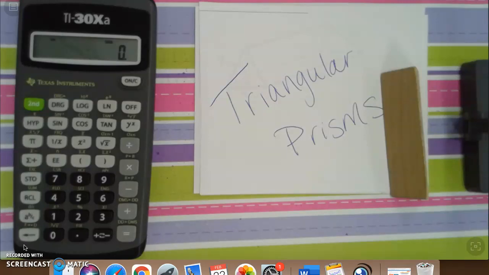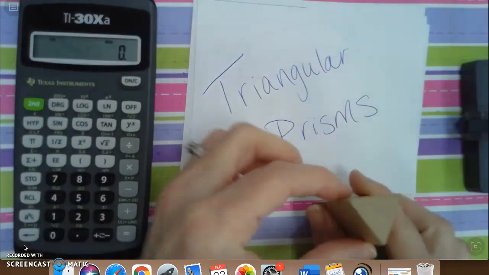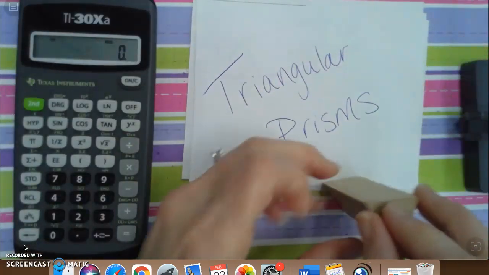But if I remember correctly, yesterday we were doing triangular prisms. We were doing volume, and I didn't really specify what volume was, and I think the recording that I actually used. So I just want to remind you that volume is what is actually on the inside. How much space is it taking up?